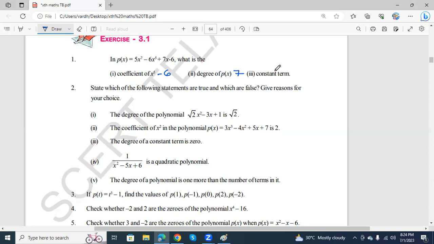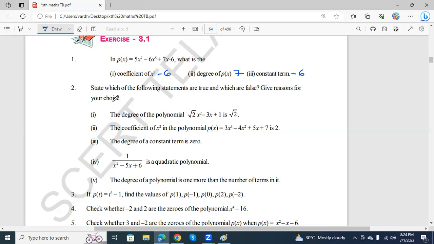Constant term. What is the constant term? So without the variable, this is the number alone is constant term. It is simply minus 6. Whenever we are giving answer, we should include with their signs, negative or positive. So here it is a positive, no need to mention, but negative sign compulsory we need to mention.